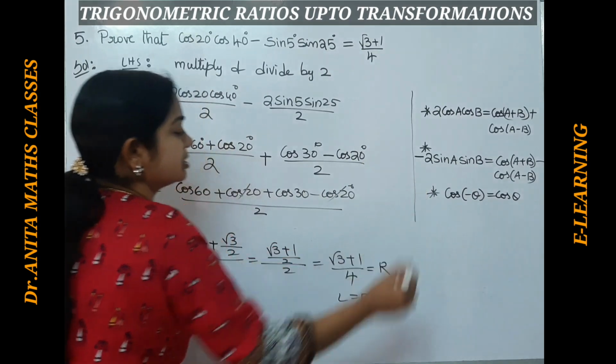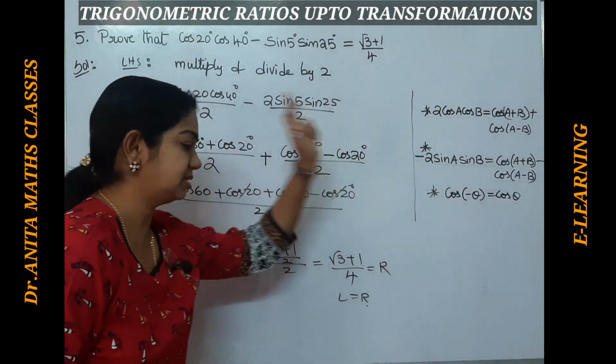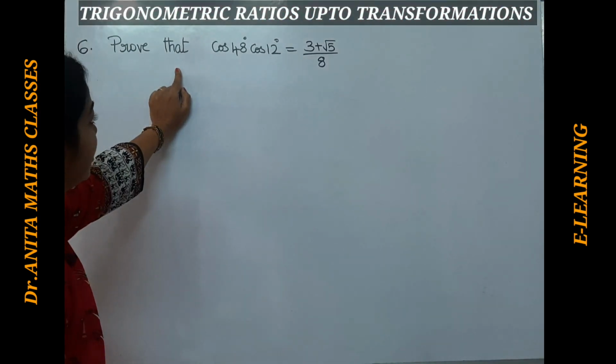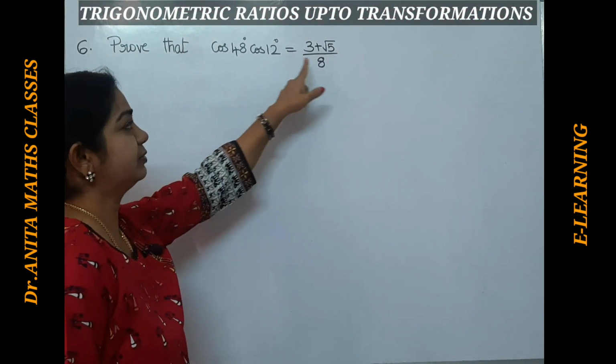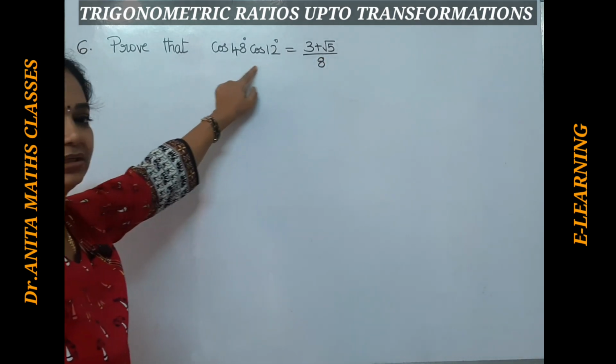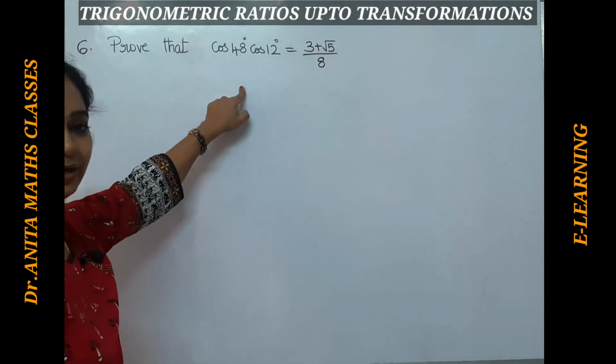We have used these formulae, so remember them. Write them in the rough part. Please pause and note it down. The same thing here, the sixth problem: cos 48 cos 12 equals (3 plus root 5) by 8. If you see, it is the same thing. Here this is the product, but we need 2 here, so we will multiply and divide by 2.